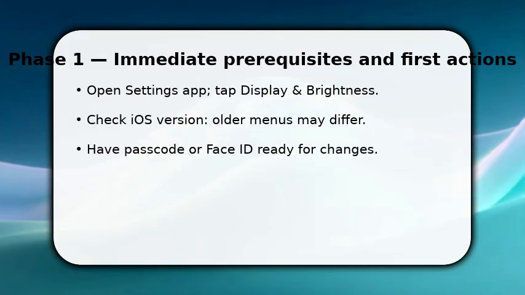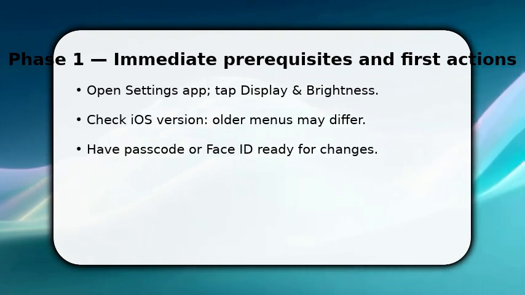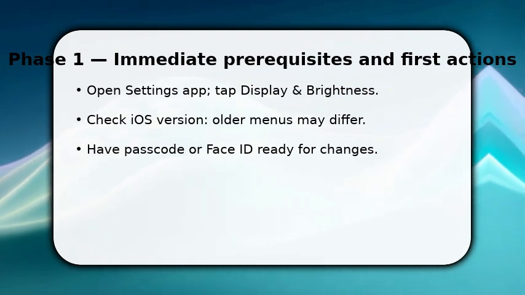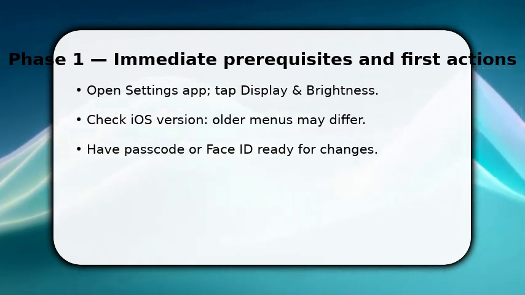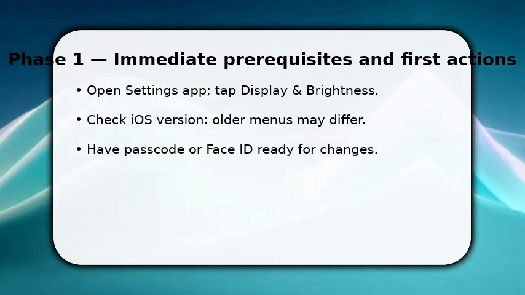You start by opening Settings and going straight to Display and Brightness. This is where screen timing lives. Once there, make sure you know your iPhone model and iOS version because options can shift slightly. Tap Auto Lock to begin. This controls how long the screen stays on when idle.